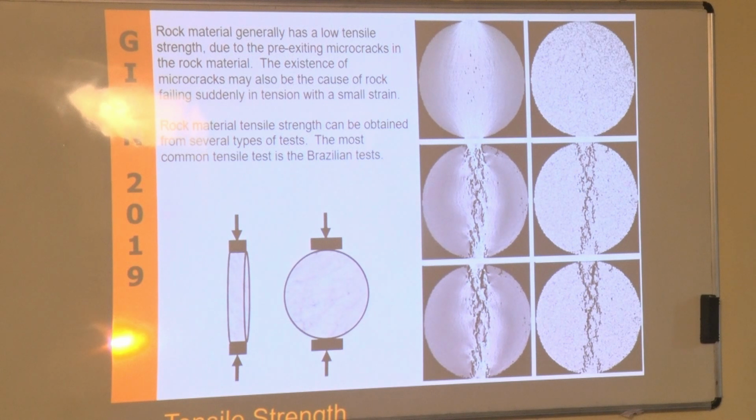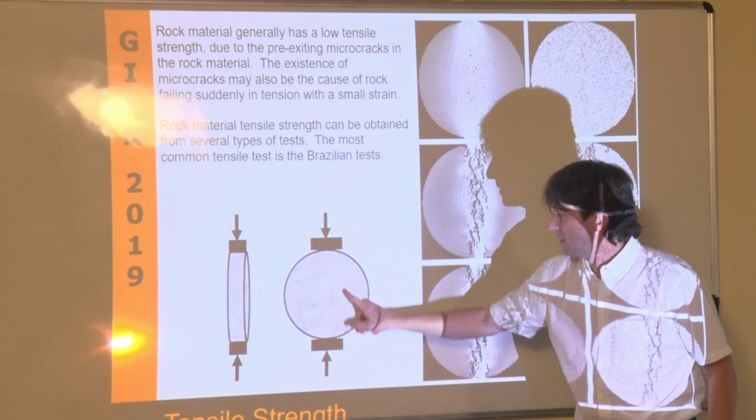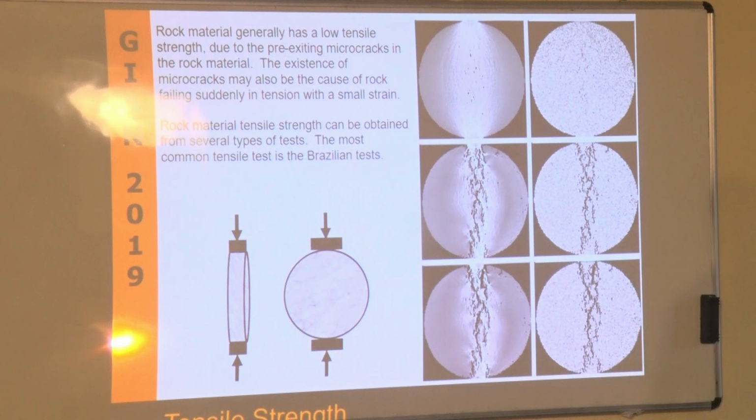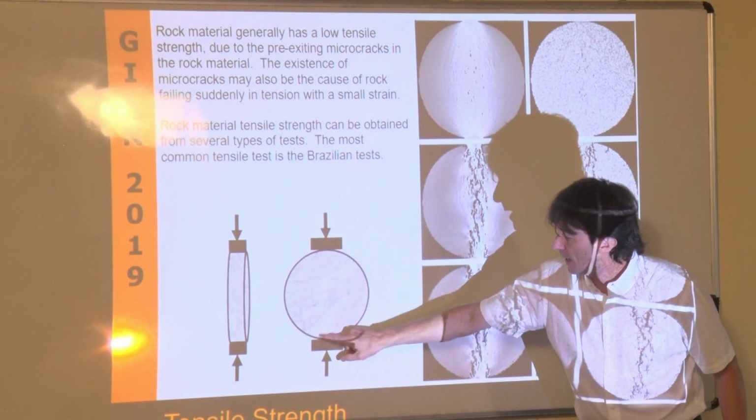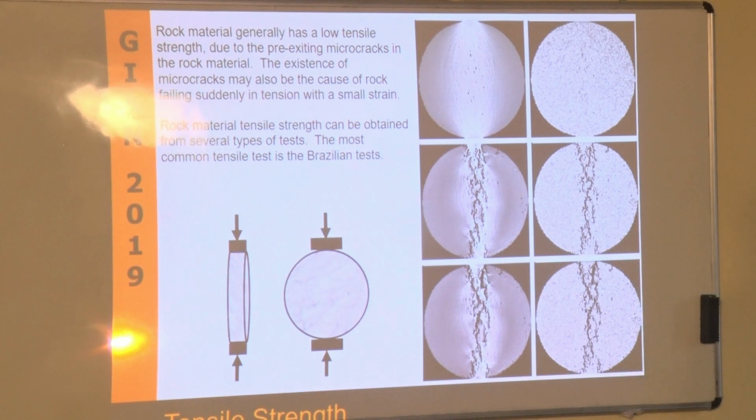So if you get a failure path like that, it's not bad. If you have a shear failure there, it's not a valid test. It seems a very simple test, and it is a very simple test, but there's a lot of precaution you need to take for the Brazilian test in order to get it right.